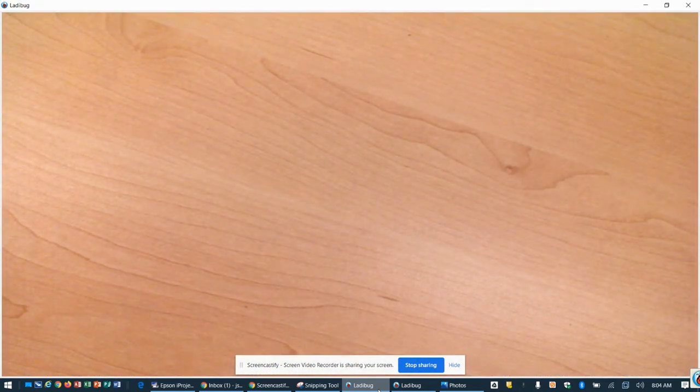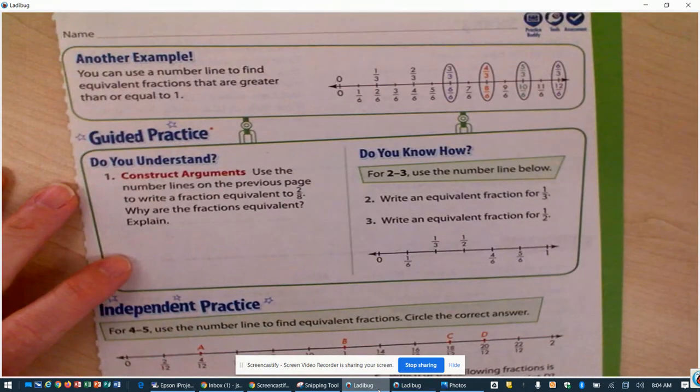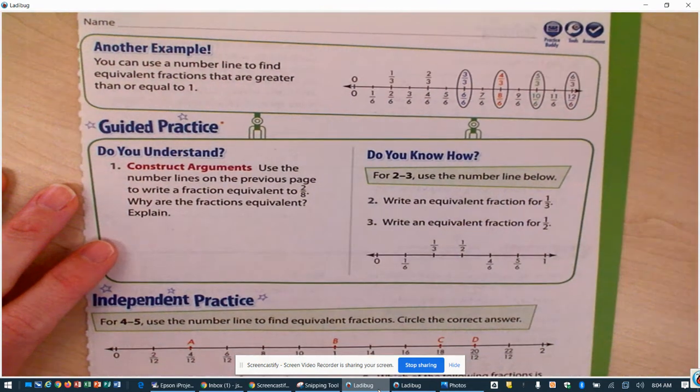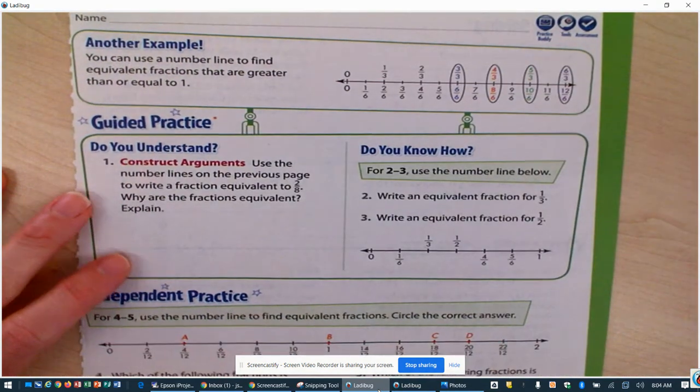Grab page 419, please. And we're going to take a look at the guided practice. And we're going to start with the do you know how. So let's look at numbers 2 and 3.